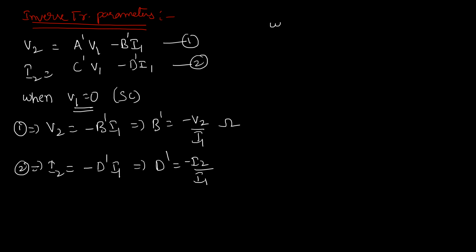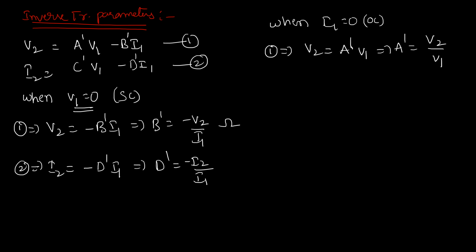Now what is the second condition? The second condition is when I1 equal to 0. So we'll be getting open circuit. From the first equation, V2 equal to A prime V1. So what is A prime? That is V2 by V1. No unit, voltage by voltage. From the second equation, I2 equal to C prime into V1. So what is C prime? That is I2 by V1, I by V, so the unit is mho. In this way, we can find the inverse transmission parameters also.